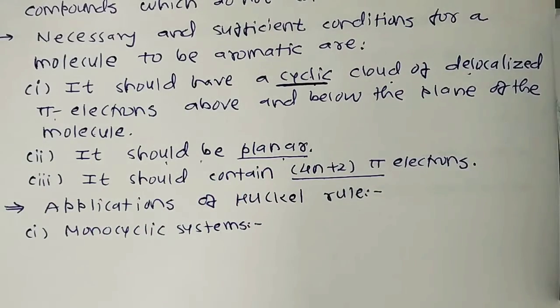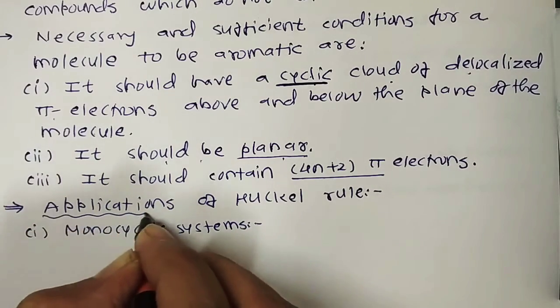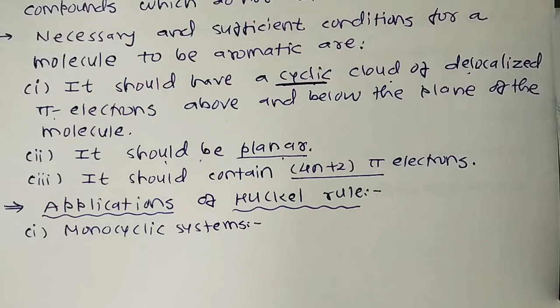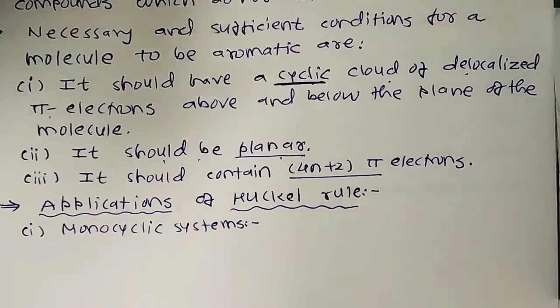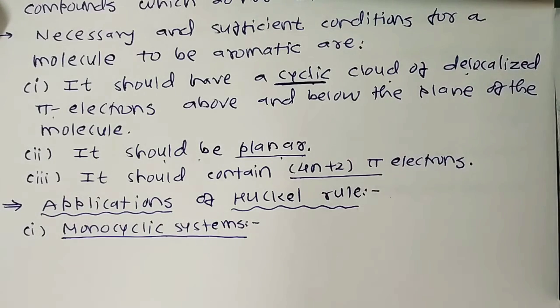For example, in the case of JEE and NEET, I have to demonstrate a third category called anti-aromatic. So compounds can be classified as aromatic, anti-aromatic and non-aromatic. Now we have certain applications of Huckel's rule. How do we get the idea that our compound is aromatic in nature or not? For this purpose, we have two applications of Huckel's rule, like the monocyclic system. A monocyclic system means your compound has a single cycle.